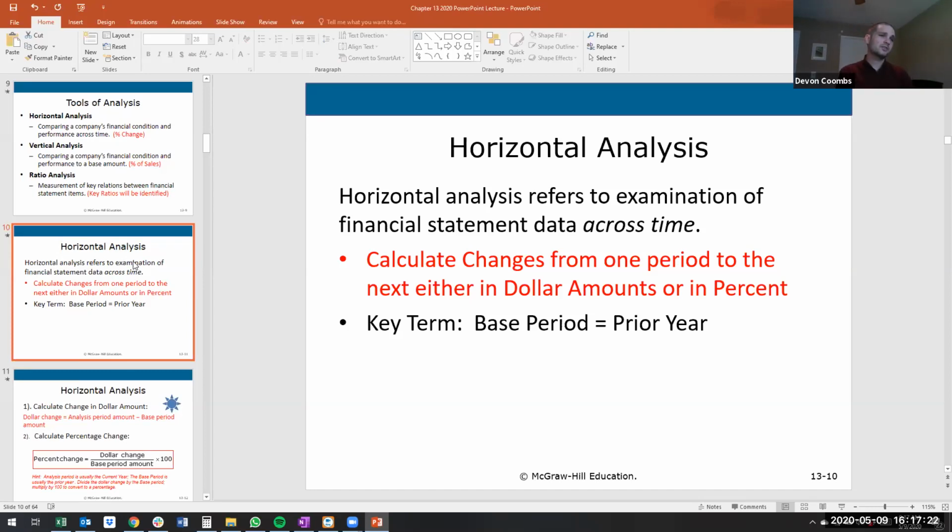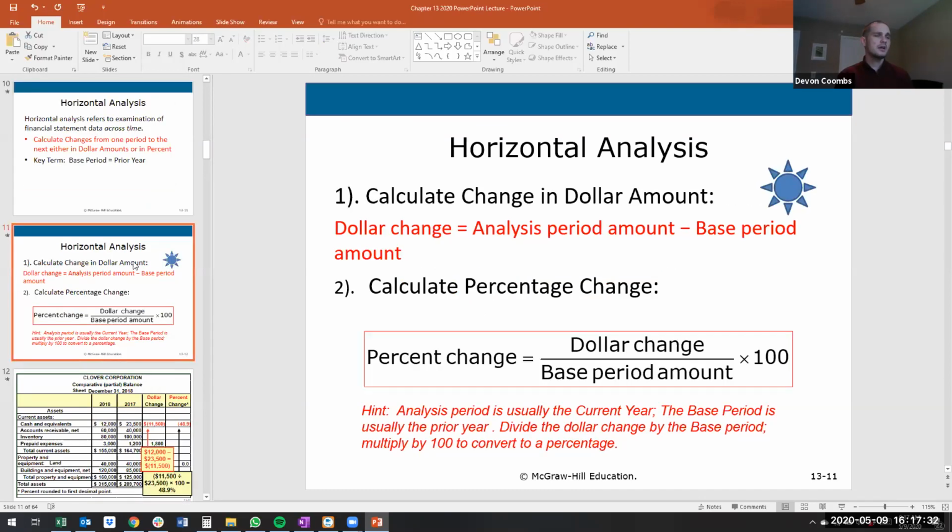So horizontal analysis refers to across time. So we're going to calculate that change as a percentage. And so this is just going to require some basic algebra. But what we'll have to do is take a dollar change over a base period amount and multiply it by 100. And so what we have to be careful with here is what is the base period? And the base period will always be the prior period. So if we're trying to compare 2020 numbers, we'll be looking at 2019 as our base period.